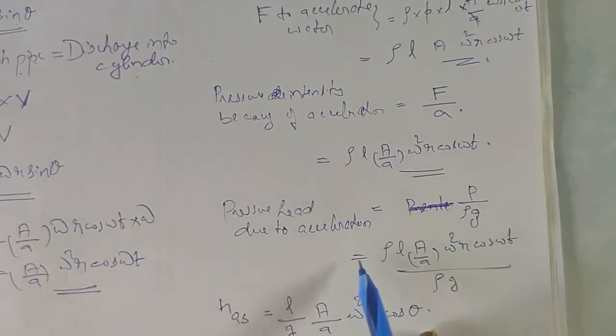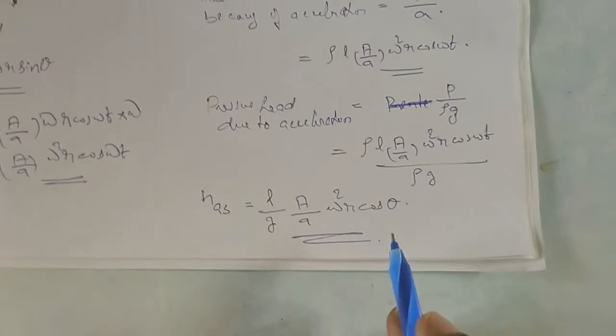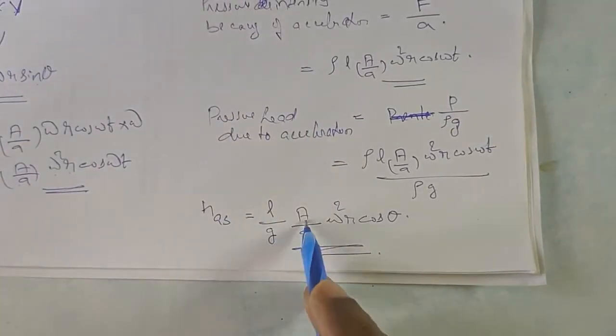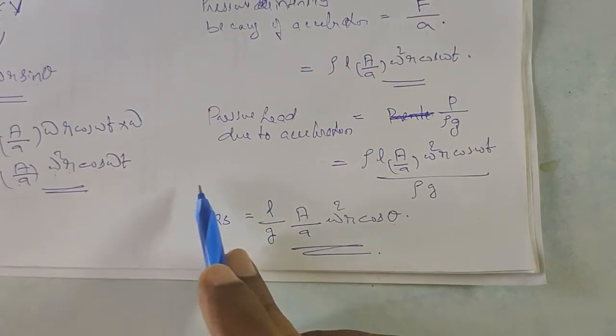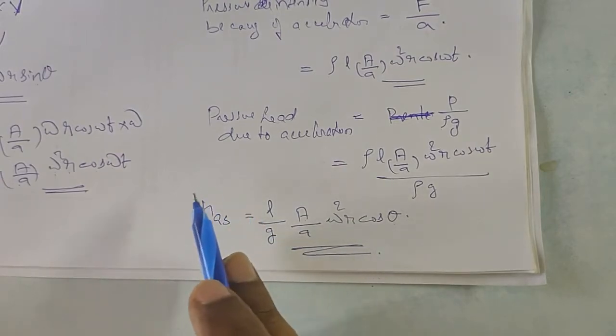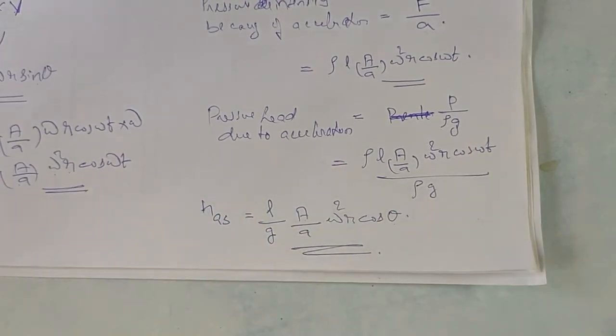So rho g, that will be obtained as L by G, A by a, omega square R cos theta. So this is the acceleration head required to accelerate the water because of the acceleration of the piston during the first half of the stroke. Okay, this is the acceleration head.